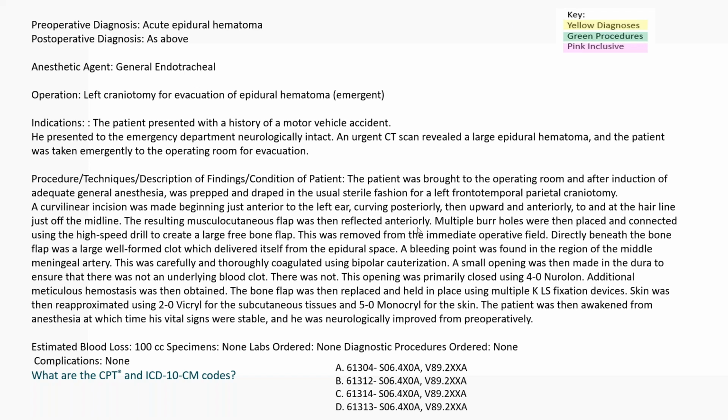The patient was then awakened from anesthesia, at which time his vital signs were stable, and he was neurologically improved from preoperatively. Estimated blood loss was 100 cc, specimens none, lab orders none, diagnostic procedures ordered none, complications none.